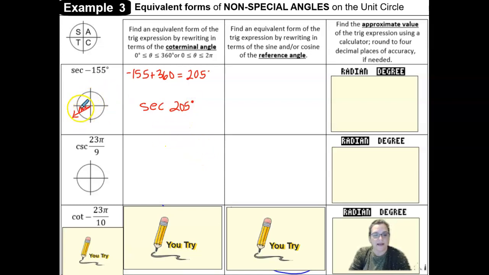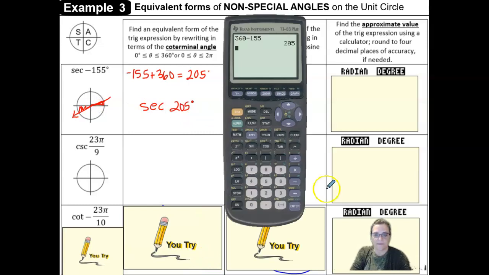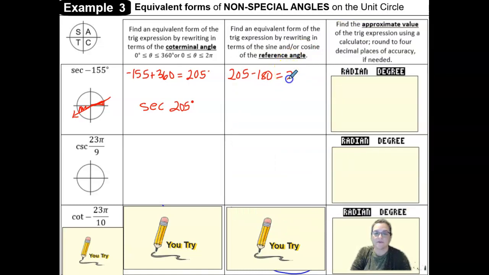Okay, then the closest x-axis is 180. So to find the reference angle, we'll take 205 minus 180. And that's going to give us the first quadrant reference angle right here. So 205 minus 180 is a 25 degree reference angle.